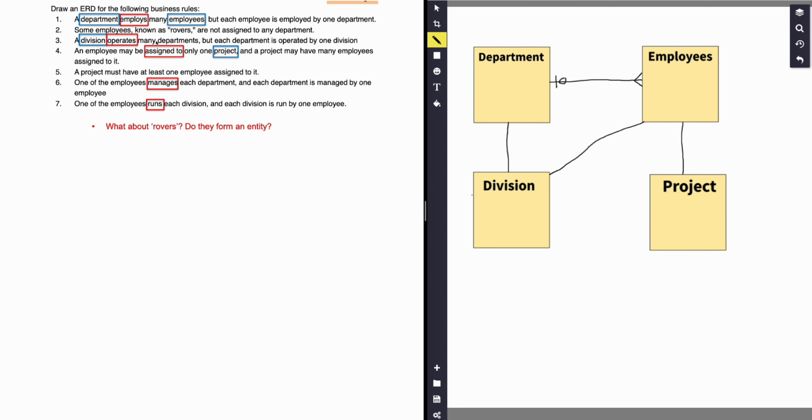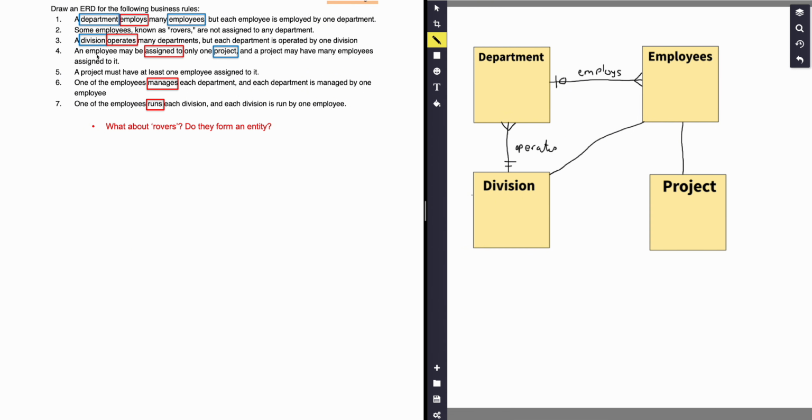So now it's saying a division operates many departments. So division operates, so I should be typing this in here too, operates, employees, so where was I? Division operates many departments. So we know that the many is that. But each department is operated by only one division. By only one. So one and only one. Okay, so that's the participation that has to be operated by one and only one division.